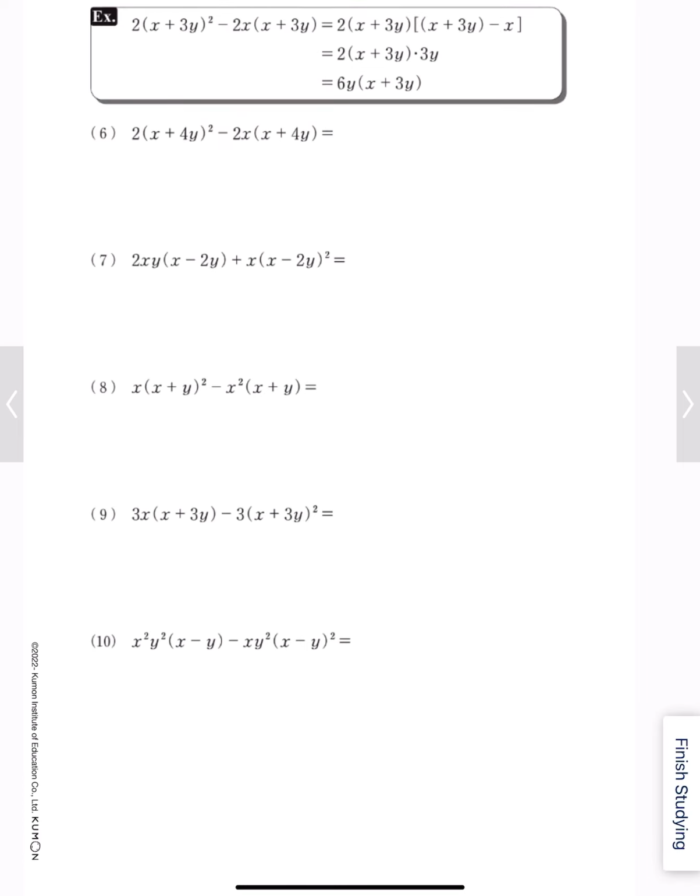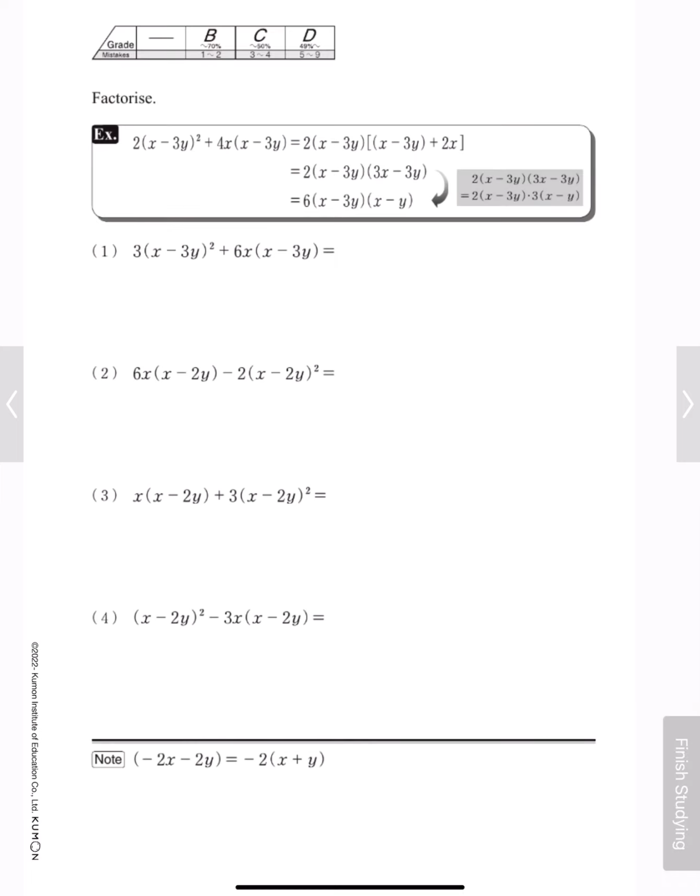Is this difference of squares? Nope, this is not difference of squares. And this is not difference of squares either. But this one is a little bit more sophisticated. Let's talk about this equation as well. So x minus 3y, x minus 3y, I can see right away. And I also have the 2 in common.